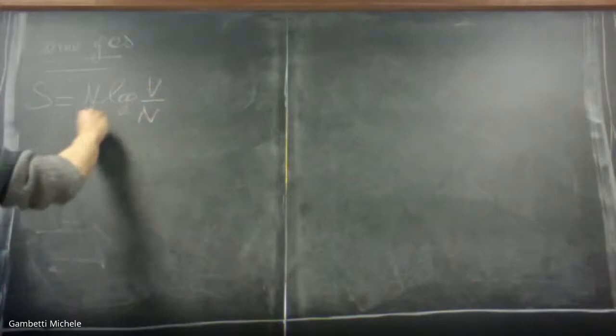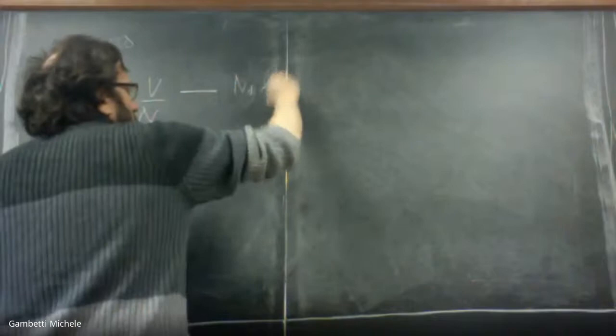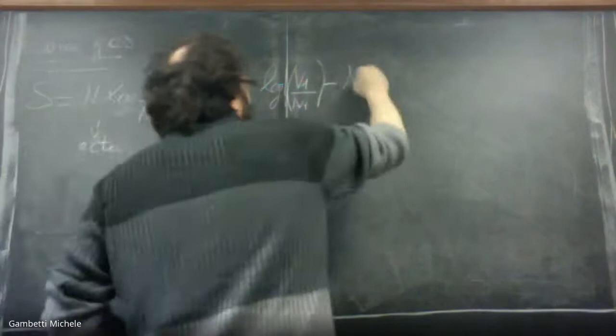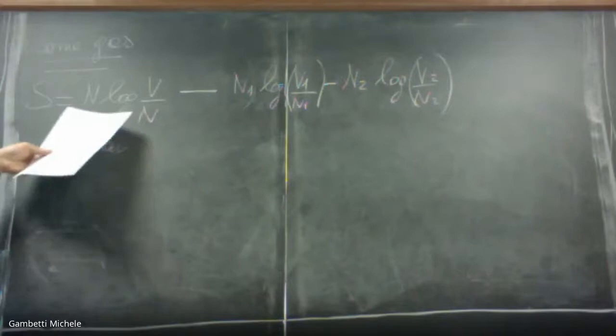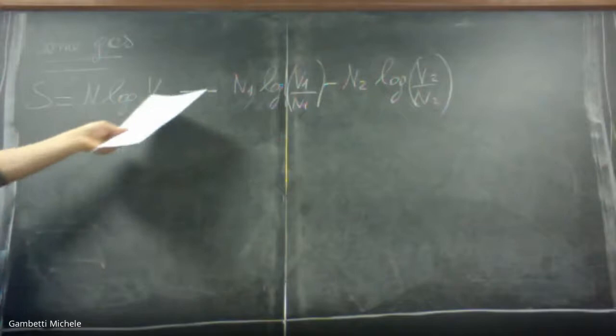For the same gas, the entropy after I have removed this barrier, again I will not consider the terms that drop. I just consider the logarithm terms. So I have N log of V divided by N, which is after, minus the one at the beginning, which was N1 logarithm of V1 divided by N1 minus N2 the logarithm of V2 divided by N2. Well, you see that here I have just considered the total number of particles and the total volume.